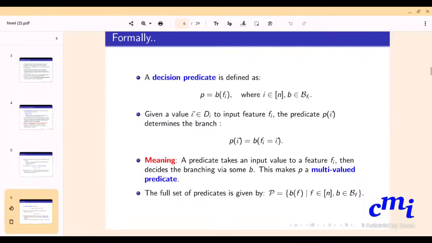Now that we have a predicate in hand, it's a multi-valued predicate, right? Because it's assigning values in accordance with branching functions. So the decision diagram will basically be a DAG; I will come to that. Here I have tried to convey the meaning of this predicate that takes the value of a feature and then decides the branching via some branching function, which makes P a multi-valued predicate. By stylized P, I denote the set of all predicates available to me.